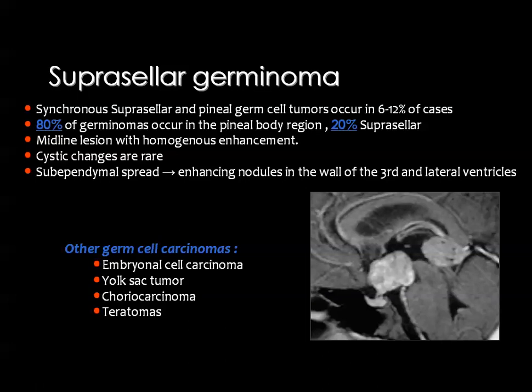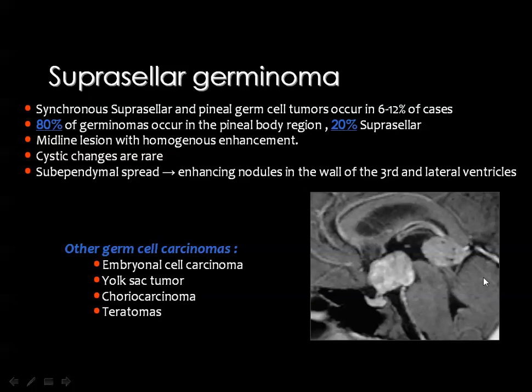Suprasellar germinoma is also known as ectopic germinoma, and the presence of suprasellar germinoma together with a pineal germinoma occurs in about 6 to 12% of cases. 8% of germinomas occur in the pineal body, and 20% occur in the suprasellar area. But if you see a lesion in the suprasellar area, and this lesion is homogeneously enhancing, and if this is a child, you may call this a hypothalamic glioma.